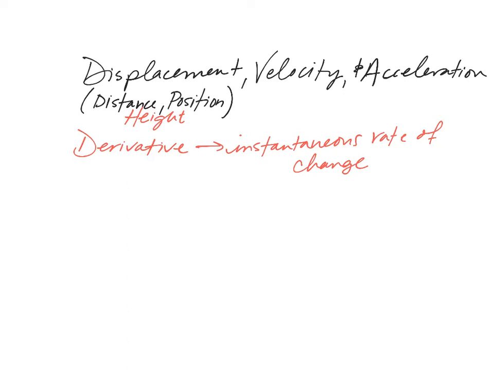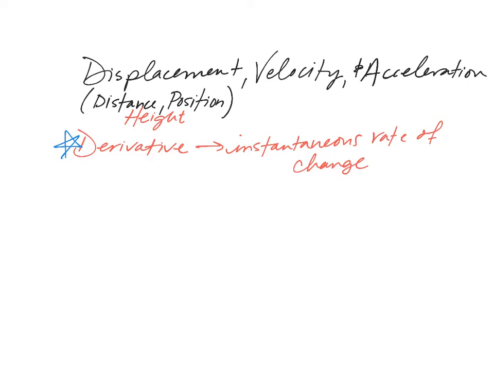Velocity is how fast something is going, and it has direction with it. So whether it's positive or negative has meaning and depends on the context of the problem. And acceleration is the rate of change of the rate of change, aka it's how fast the velocity is changing over time. Now, thinking back, remember that the derivative is the instantaneous rate of change.